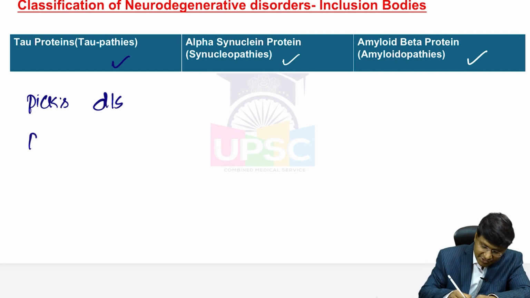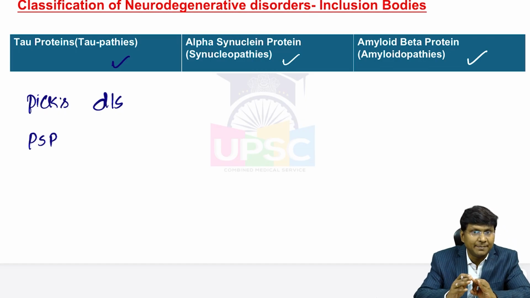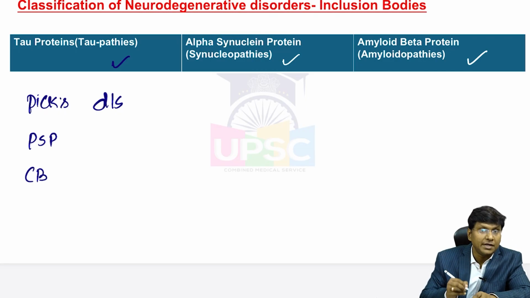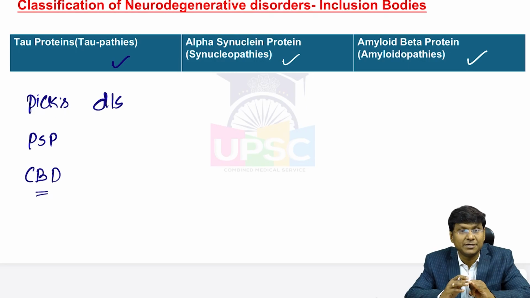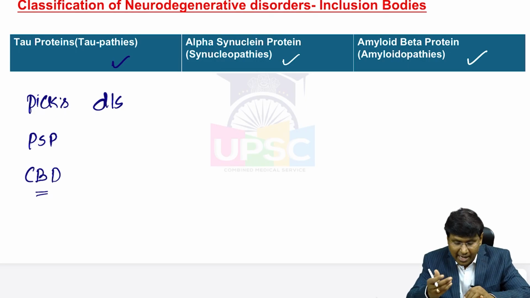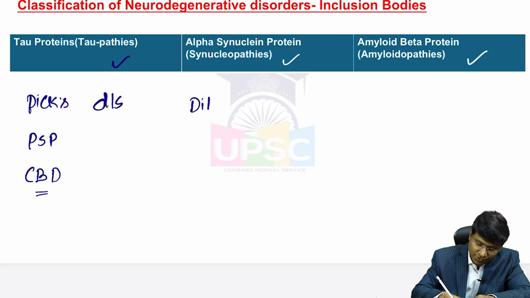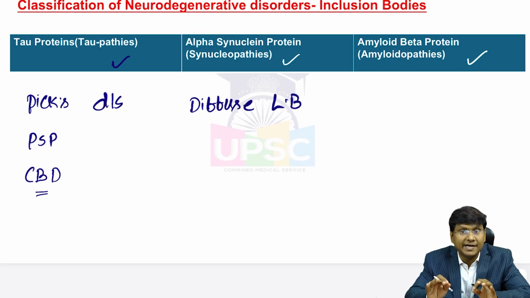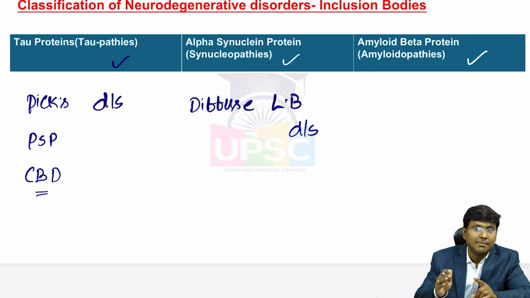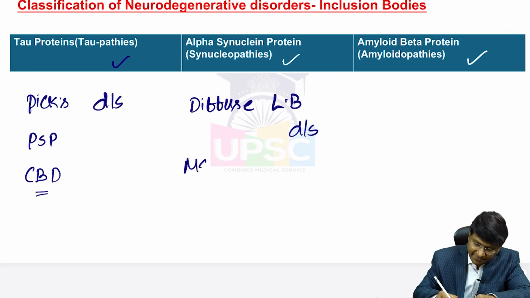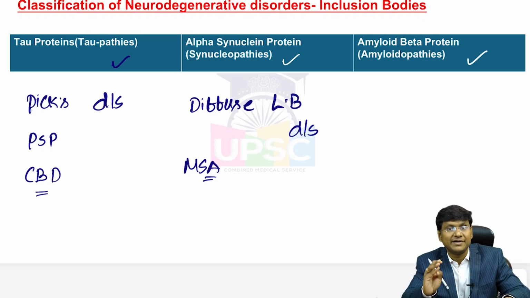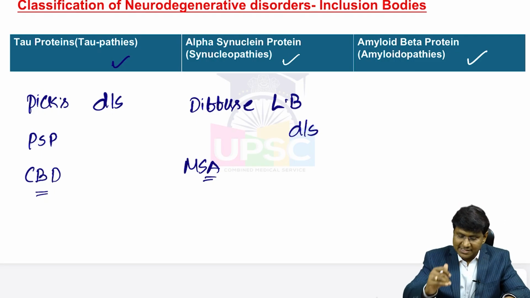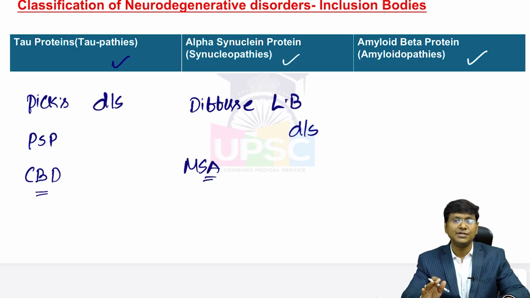Then in other conditions like progressive supranuclear palsy and corticobasal degeneration, these are the conditions where you have accumulation of tau proteins, or tauopathies. Then alpha-synuclein protein, which is synucleinopathy. So this is your diffuse Lewy body disease as well as multiple system atrophy. In multiple system atrophy, the example is the Shy-Drager syndrome. So these are the alpha-synuclein protein disorders, or synucleinopathies.